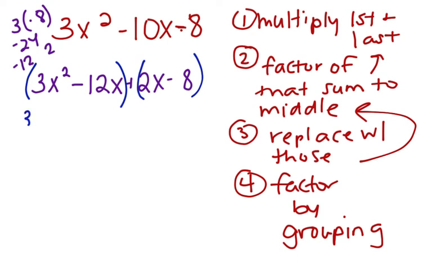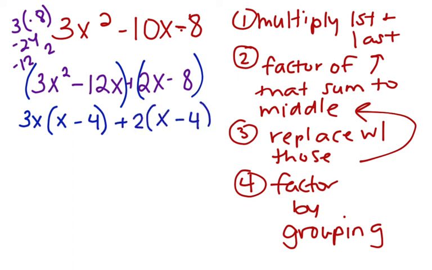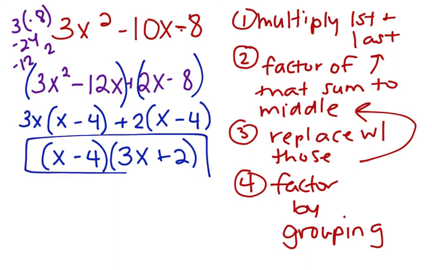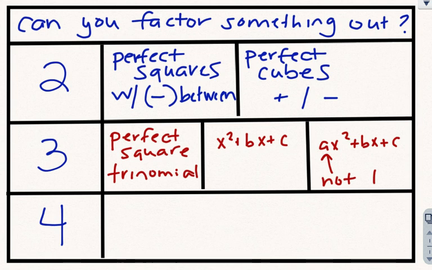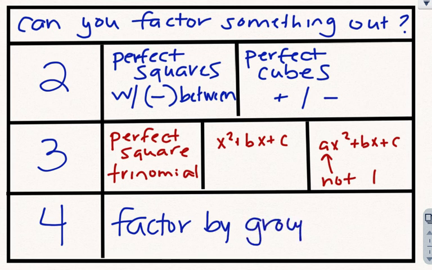So from the first set of parentheses, I can take out a 3x. And from the second one, I can take out a 2. Then what's inside the parentheses comes out, and what's left over gets put back together. Which is basically what you would do with 4 terms. So if you start out with 4 terms, you factor by grouping. And it would look something like this.